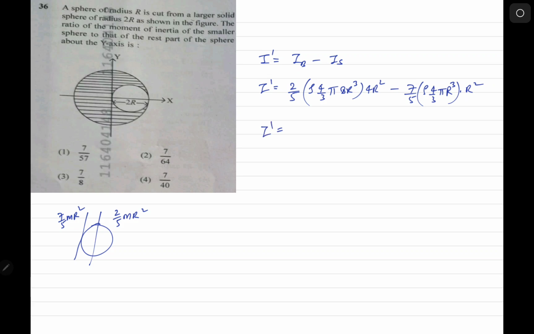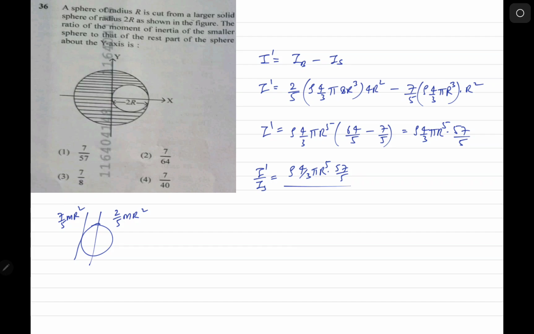Now just solve it, and we'll be getting rho into 4 by 3 pi r to the power 5, 64 by 5 minus 7 by 5, which is rho 4 by 3 pi r to the power 5 into 57 by 5. Now take the ratio I dash by I. Yes, rho into 4 by 3 pi r to the power 5 into 57 by 5 divided by the smaller one, 7 by 5 rho into 4 by 3 pi r to the power 5.